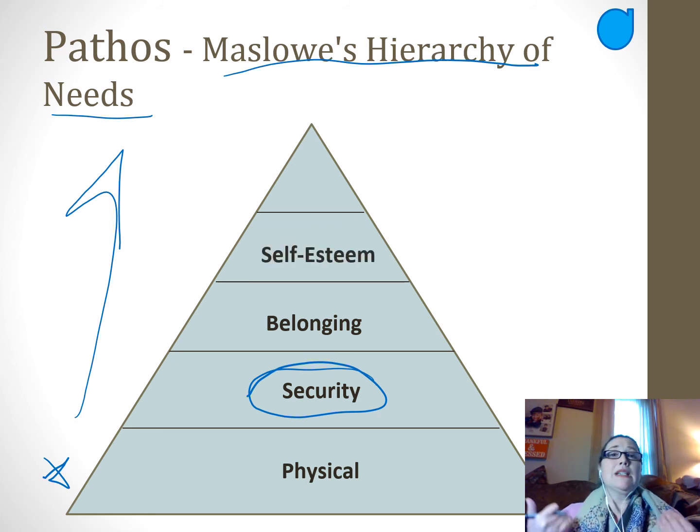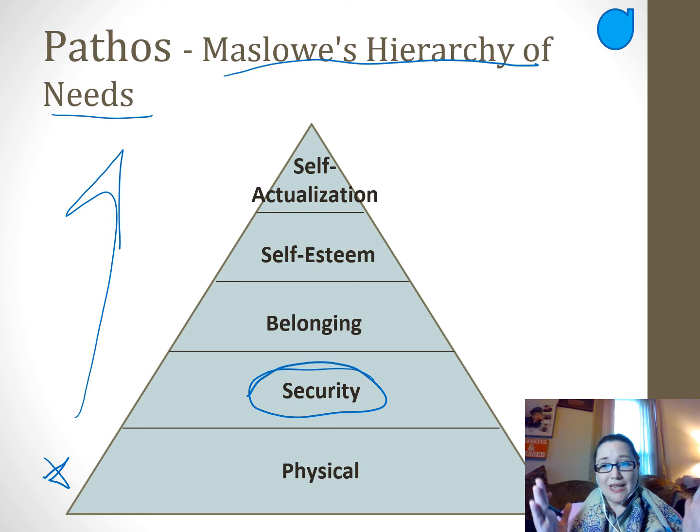Next, we have self-esteem. This is feeling good about yourself, feeling that you're making accomplishments. And then finally at the top, and it's funny that the words get bigger as the spaces get smaller, we have self-actualization. So self-actualization is being the best you that you can be, achieving your goals and your dreams.